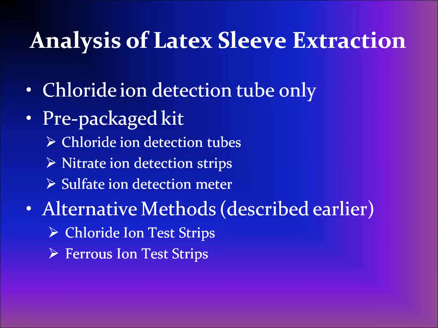Once the sample has been extracted from the surface using the latex sleeve and extraction solution, there is a selection of methods that can be used to analyze the extract. The chloride ion test strip and ferrous ion test strips that were described earlier can also be used to analyze the solution in the latex sleeve. The most common methods of analysis when using the latex sleeve extraction method include chloride ion detection tubes. The manufacturer offers a prepackaged test kit for analyzing chloride, nitrate, and sulfate ion. I'll describe the proper use of the chloride ion detection tubes first, then I'll describe the use of the test kit for the other two anions.